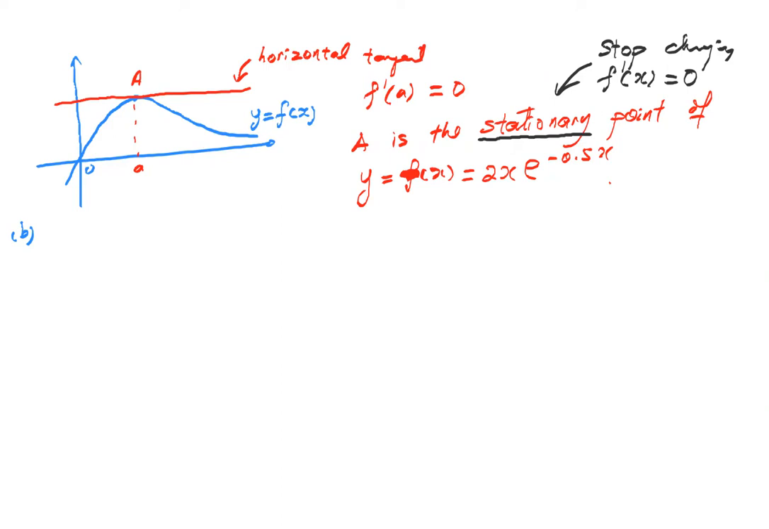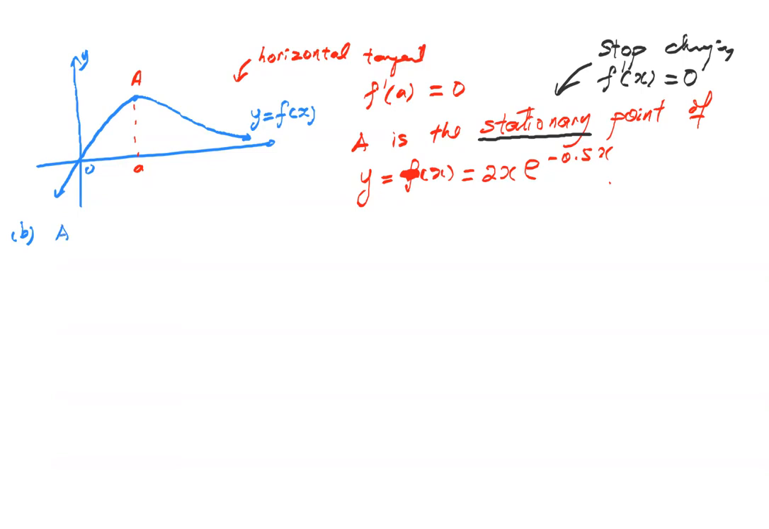The moment you say stationary point, it means the rate of change of that function at that particular point is 0. So how am I going to get it? I don't know calculus, I don't know how to differentiate. Can I use my graphic calculator to get the coordinates of this point? I'm going to teach you how to use it. I'm going to teach you how to get the coordinate A.